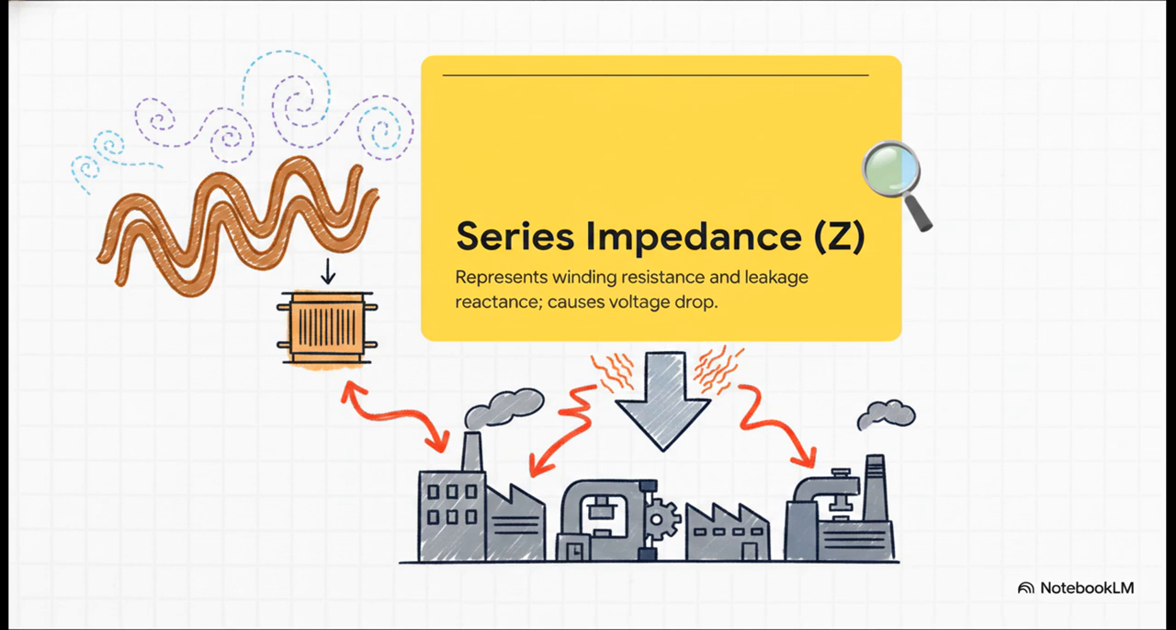The first is represented by the series impedance, which we call Z. This combines the actual physical resistance of the copper or aluminum windings with the leakage reactance, that magnetic flux that escapes and doesn't quite link the primary and secondary coils. It helps to just think of series impedance as electrical friction. This is the main culprit responsible for your voltage dropping when the grid is heavily loaded. So when a factory fires up heavy machinery and draws a massive current, it's this series impedance that's pulling the voltage down at the receiving end.